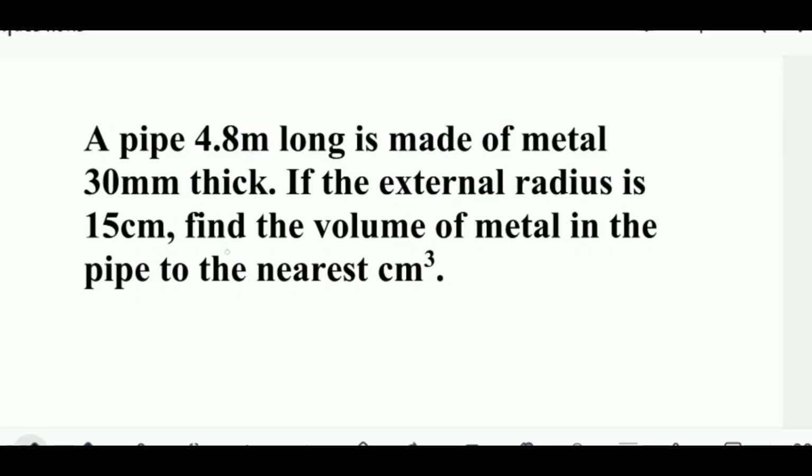A pipe 4.8 meters long is made of metal 30 millimeters thick. If the external radius is 15 centimeters, find the volume of metal in the pipe to the nearest centimeters cube. So this question is a question on a hollow object. A pipe is a hollow object. A hollow object is an object that has space inside of it.